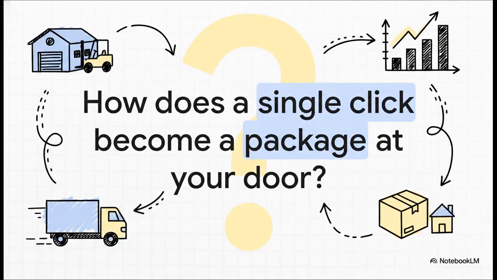So think about it. You click buy on your phone, and just a day or two later, a package shows up. It seems like magic, right? But what's really going on? That single click kicks off this insane chain reaction. We're talking warehouses, trucks, financial systems, all moving in sync. So how? How does the system even know where to start?